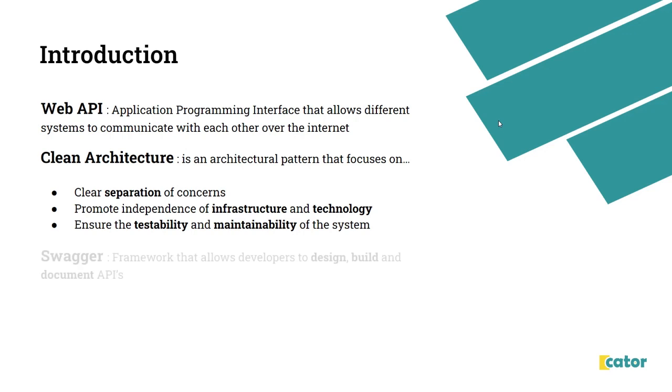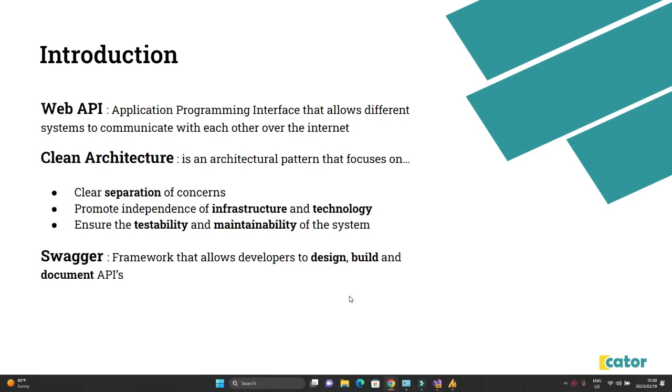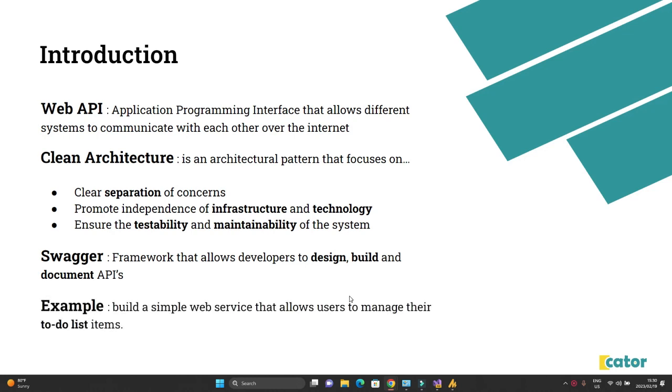Another concept is Swagger. Swagger is an open source software framework that allows developers to design, build, and document web APIs. It provides a standardized, machine-readable way to describe and interact with web APIs, making it easier to develop and consume APIs.